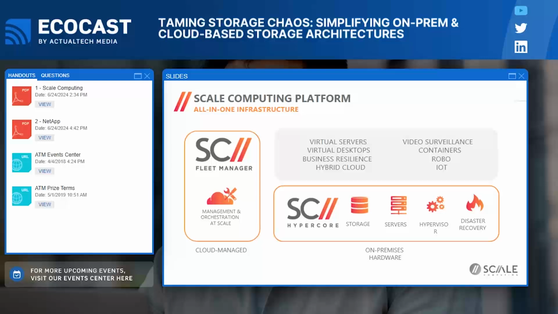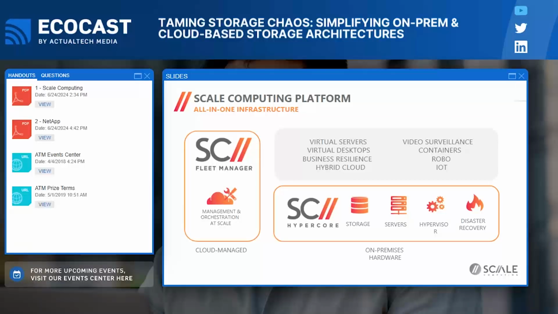So Scale Computing Platform, it combines everything that you need under one umbrella. You have the actual underlying Scale Computing HyperCore software, and that covers your virtualization, the interaction with the actual hardware and the servers, the storage, the backup and disaster recovery, and a very powerful fleet management tool that we call Scale Computing Fleet Manager, and that delivers a single manageable solution for enterprise edge customers, MSPs, and the like.